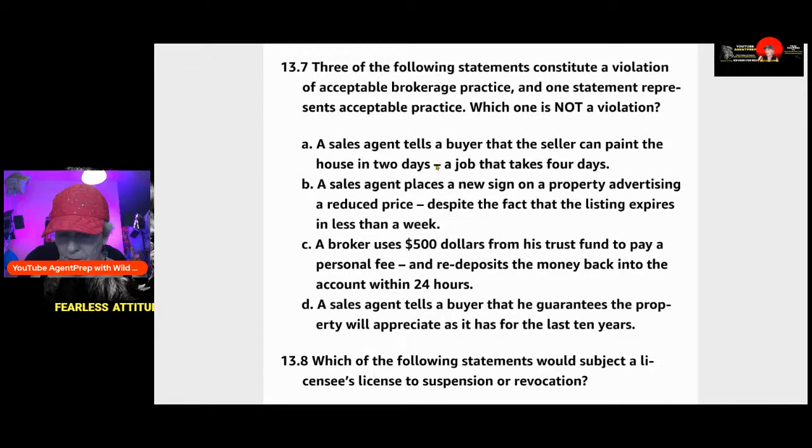The other says you can't say it's going to take 2 days when it'll actually take 4 days. Okay. And you can't take $500 from a trust fund, which is used for clients. That's commingling. And you can't guarantee anything in this business of real estate.